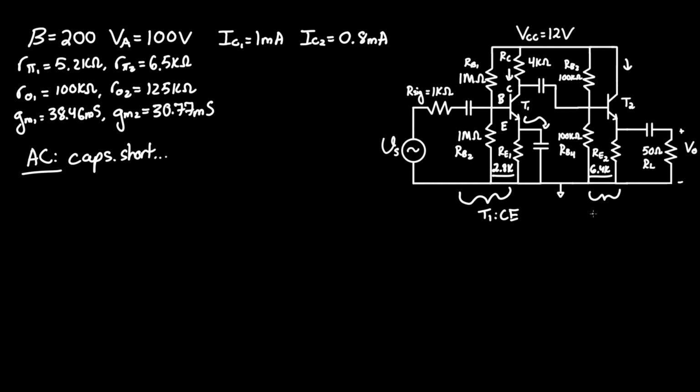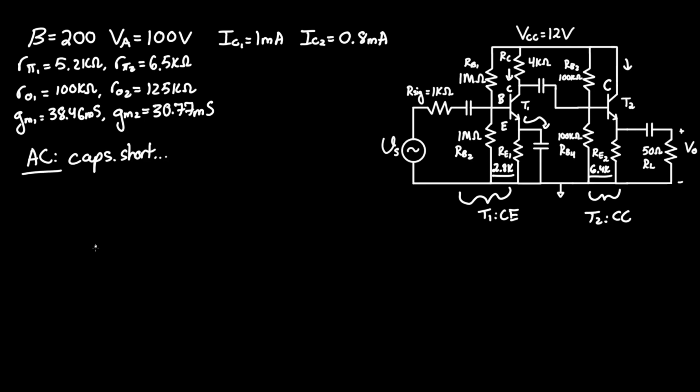Looking at this stage, we have T2, which we can immediately see has no resistor in the collector up here. So we can confidently assume that this is a common collector. So now let's draw the equivalent model. And while you're doing this, make sure to make a lot of space since there are a lot of parameters for this.